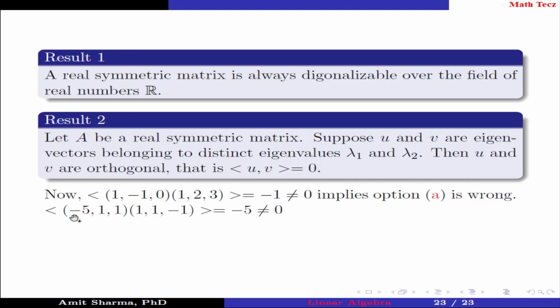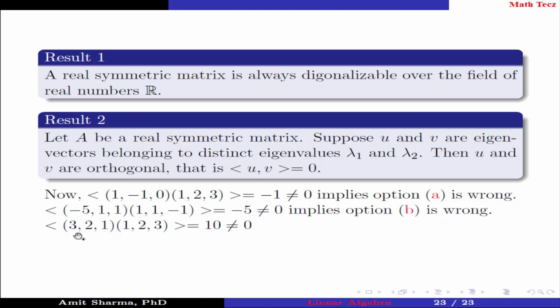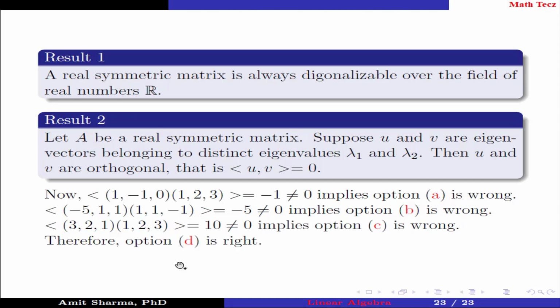Again, take the inner product of (minus 5, 1, 1) with (1, 1, minus 1), which is equal to minus 5, which is not equal to 0, which implies option B is wrong. Again, take the inner product of (3, 2, 1) with (1, 2, 3), which is equal to 10, which is not equal to 0, which implies option C is wrong. Therefore, option D is right.